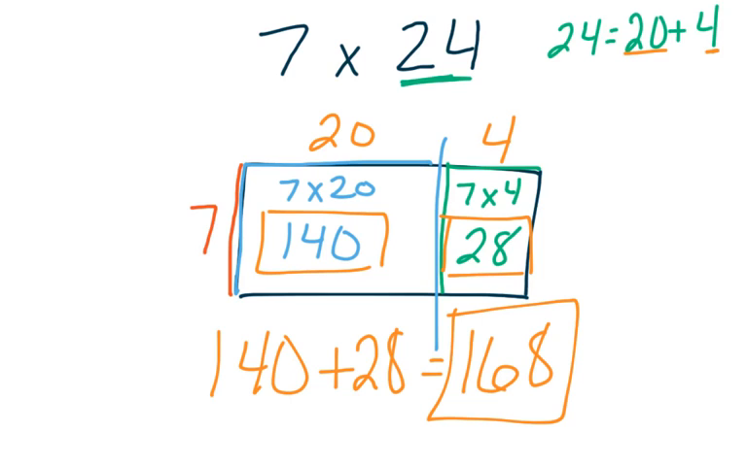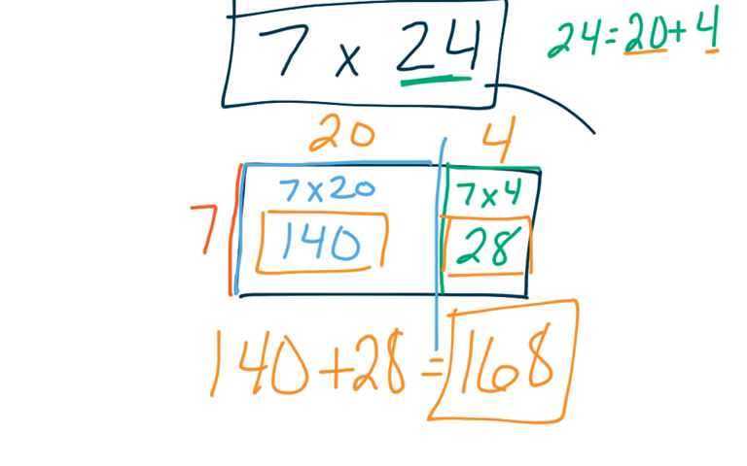That's the answer to this question. 7 times 24 is equal to 168. I expanded my number 24, I drew my rectangle, I found my partial products, and then I added them together.